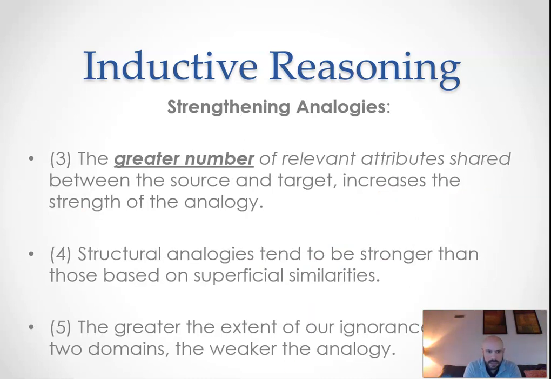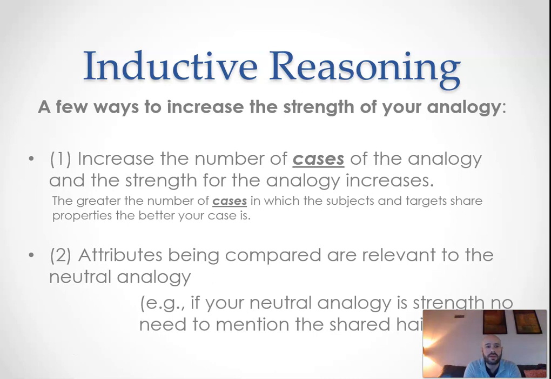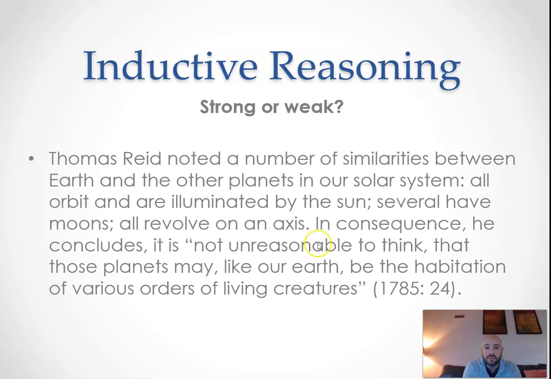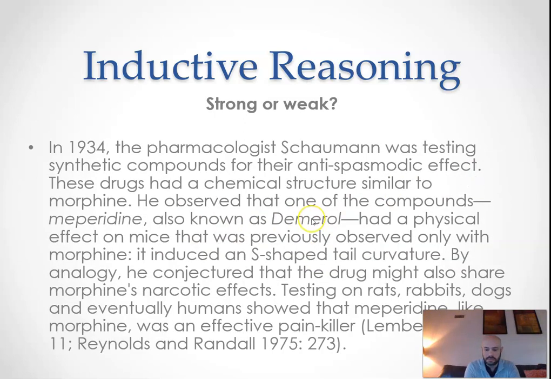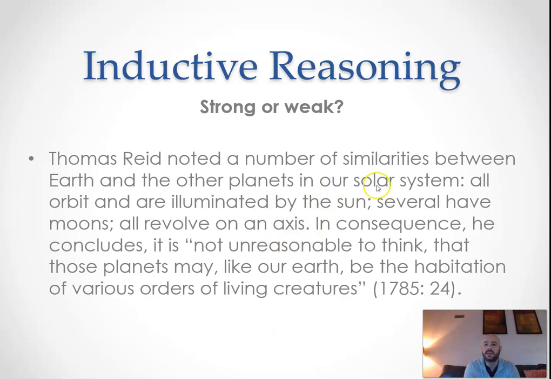Number one is the greater number of cases of the analogy holding, the better. So here he does talk about all that orbit and are illuminated by the sun and all revolving on an axis. But one of the problems here is that he limits himself because he says only several have moons, right? So one of the things he's comparing doesn't hold across all of them. So that's going to be a reduction in the number of cases.